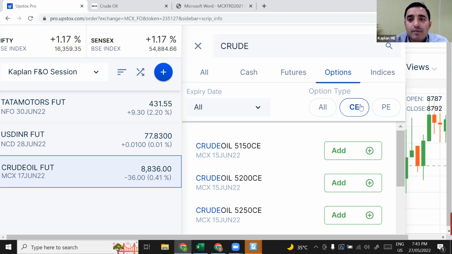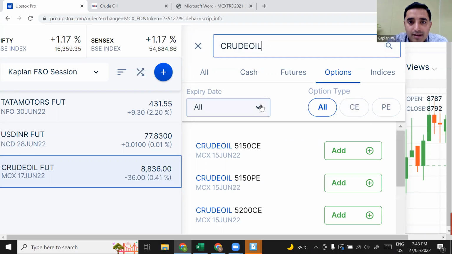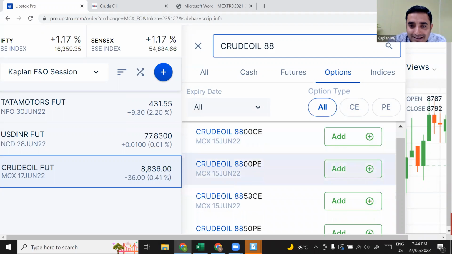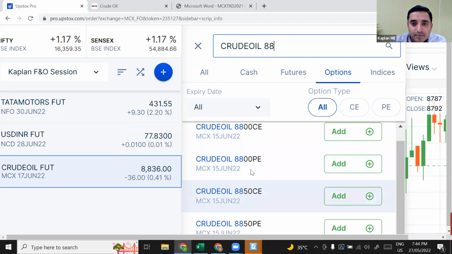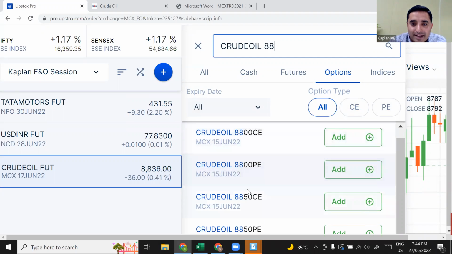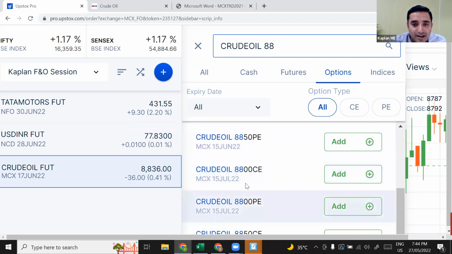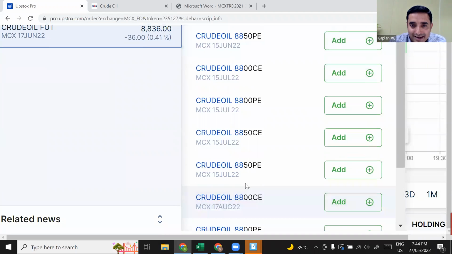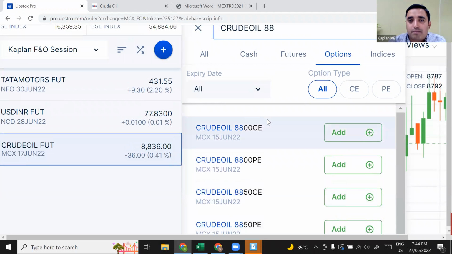Clear? So let's say crude oil, and what price do you want to lock it at? All these are strike prices. You and I cannot decide it. The exchange will decide it. If you see here, our contracts are available at a difference of 50-50. So there is 8800, 8850, and this way there will be 8,900, on a 50 difference.